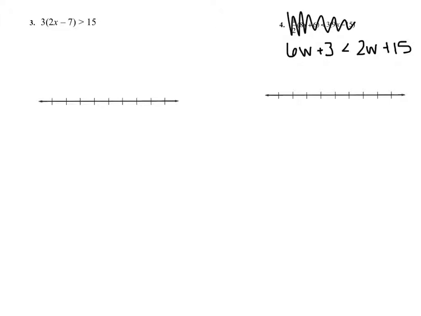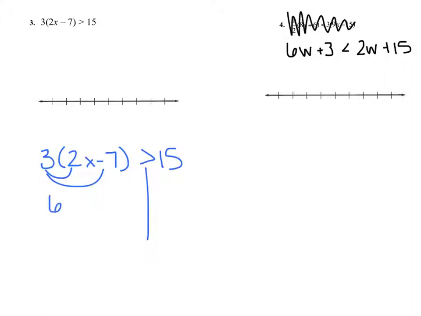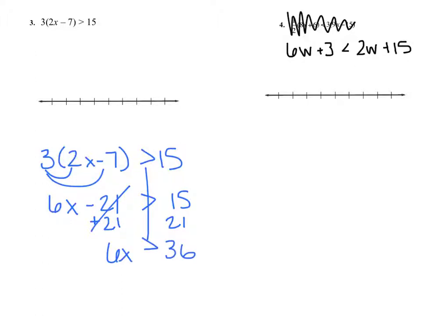All right, so let's go ahead and do number 3. We have 3 times 2x minus 7 is greater than 15. So we're going to simplify on this side here first. So I'll have 6x minus 21 is greater than 15. And we're going to isolate the variable by adding 21 to both sides. And 6x is going to be greater than 36. So now I'm going to divide by 6 on both sides. And x is going to be greater than 6.